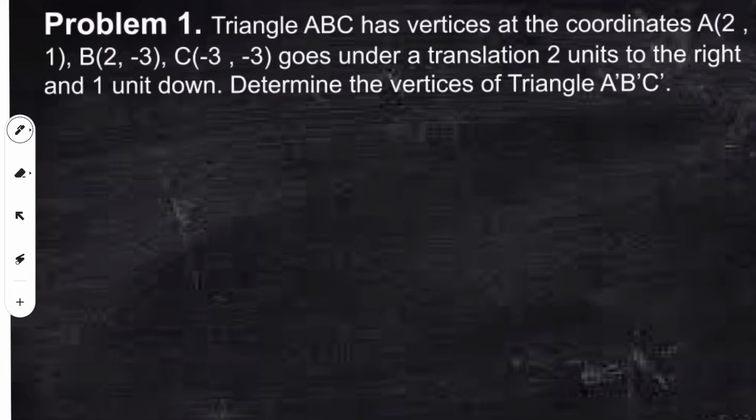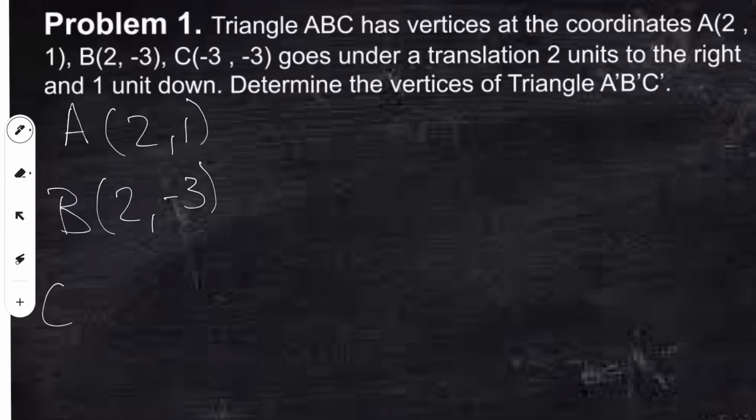Problem 1. Triangle ABC has vertices at the coordinates A (2, 1), B (2, negative 3), and C (negative 3, negative 3). It goes under a translation 2 units to the right and 1 unit down. Determine the vertices of triangle A prime, B prime, C prime. First things first, I want to identify my points on my pre-image. So I see that A is 2, 1. B is 2, negative 3. And C is negative 3, negative 3.